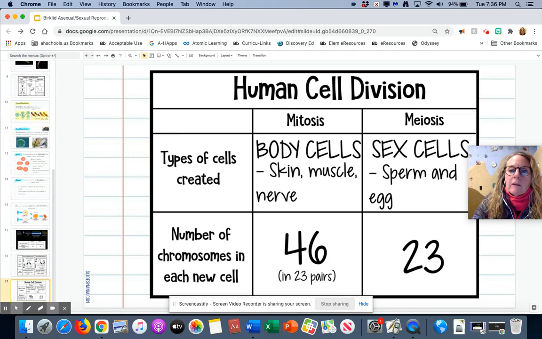So another thing we need to keep straight, and these are notes we would have taken, is human cell division. When mitosis is what's happening, it's creating body cells like skin cells, muscle cells, nerve cells, and there are 46 chromosomes in each of those cells in 23 pairs. In meiosis, that's when you create the sex cells, the sperm and the egg cells, and each cell has 23 chromosomes, or half the genetic information, so that when you come together, you get a full set of genetic information.